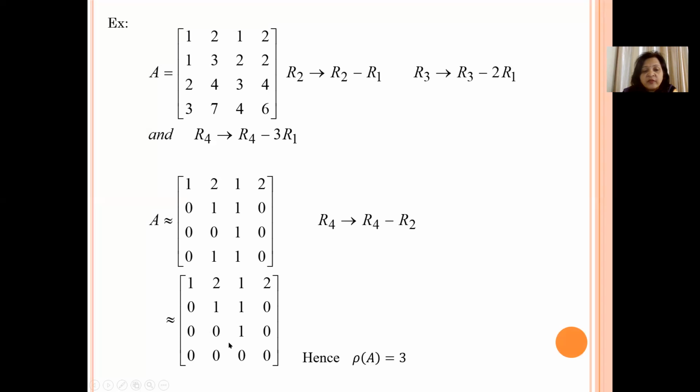Now, the rank of this matrix will be the number of non-zero rows. Here we can see there are 1, 2, 3. These 3 are non-zero rows because here there exists at least one element which is not equal to 0. And in the fourth row, we have all elements equal to 0. So the fourth row is a zero row. So the rank of the matrix will be the number of non-zero rows. In this case, we have the rank of the matrix equal to 3.